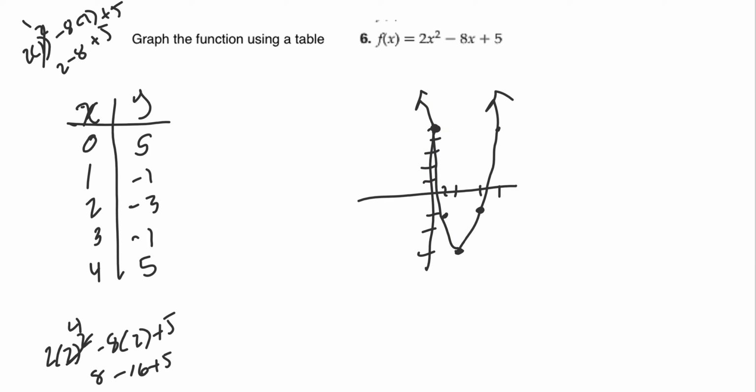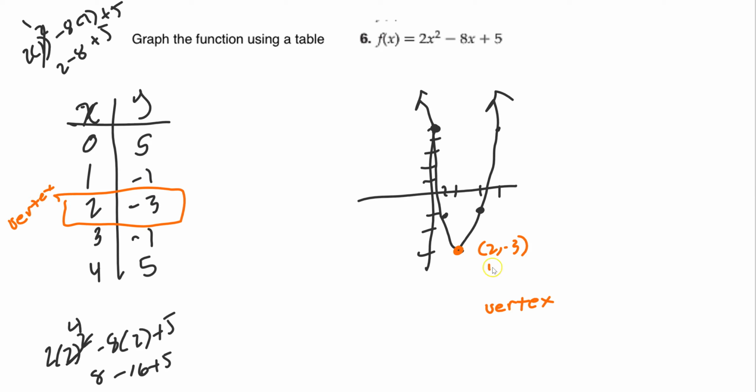I want to point out a couple of things. First, this point right there, which in this case is 2, negative 3, is called the vertex. It's the start of your graph. If you ever do a table, we're going to find the vertex a lot first, and you always want that to be the middle of your table. So if you make a table, make that the middle.